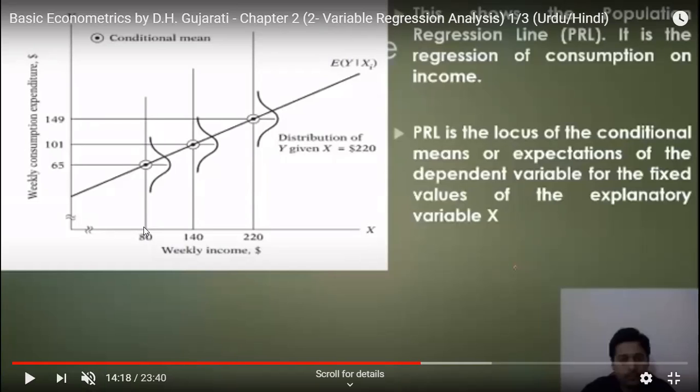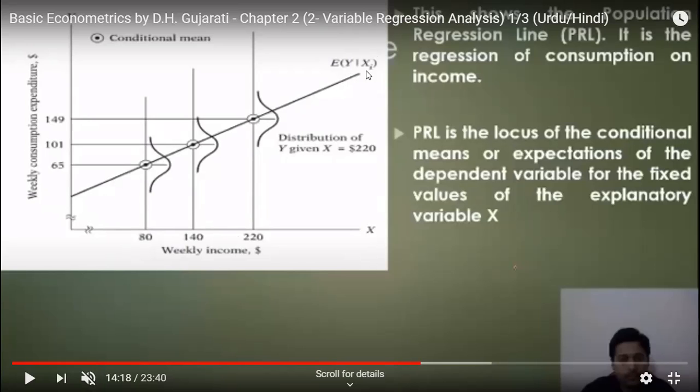It's saying when X is 80, when income is 80, then mean consumption is 65. So you plot that. When income is 140, then mean consumption is 101. You plot that, and then you add all of the conditional means of consumptions. You get this straight line. It's saying if X increases, conditional mean of Y increases. That means if income increases, conditional mean of consumption increases.